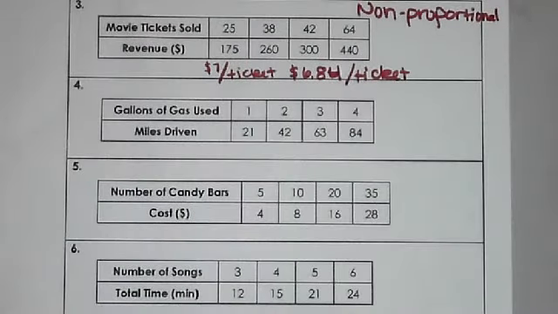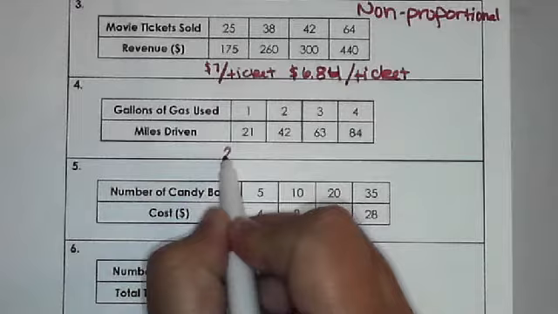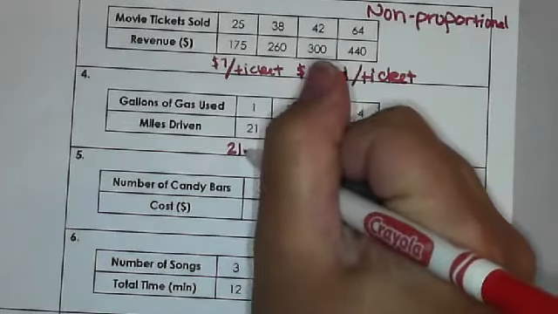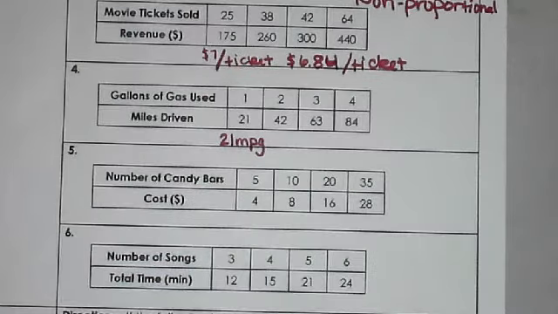Non-proportional. Okay, number 4. So you've probably heard the phrase miles per gallon, right? All right, so for miles per gallon, the first one's obvious, 21 miles per gallon. And you've seen this abbreviated as MPG. Okay, you could also write miles/gallon, miles per gallon that way. Okay, the second one, we've got 2 gallons for 42 miles. What is that as a unit rate?